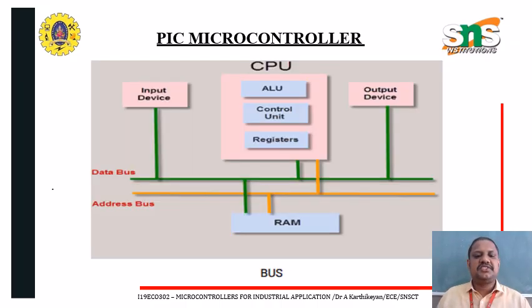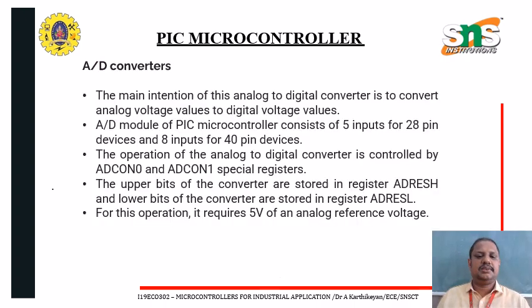This is a simple bus structure. We have the input unit and output devices, and the data bus is available. We have a CPU, a memory unit, and RAM. We can interconnect them with the help of the buses, and the address bus is also available with the microcontroller. And the analog to digital converter is available.